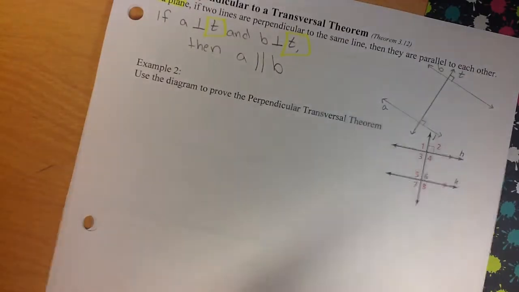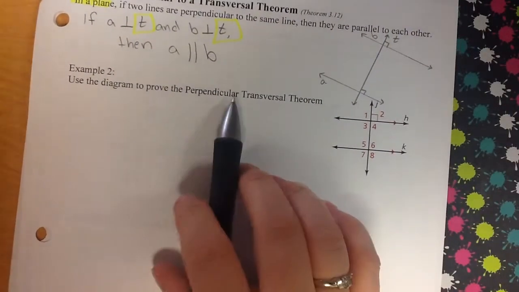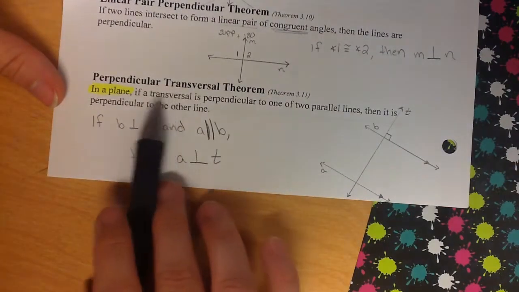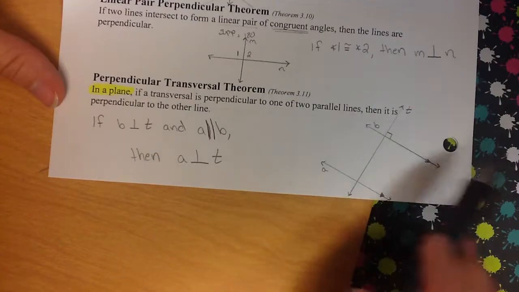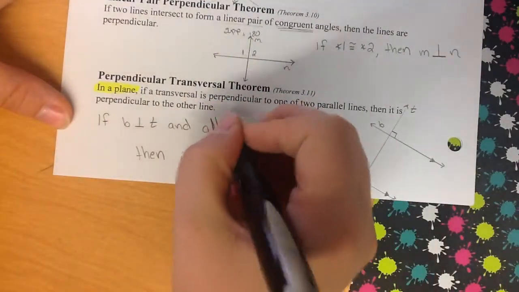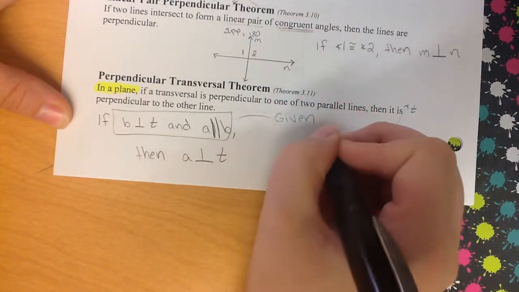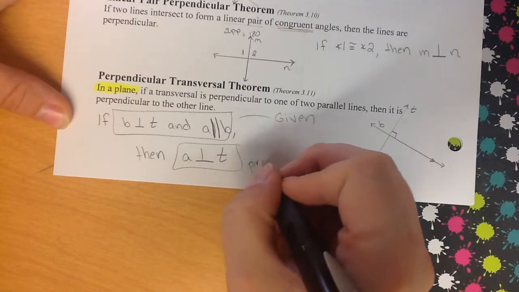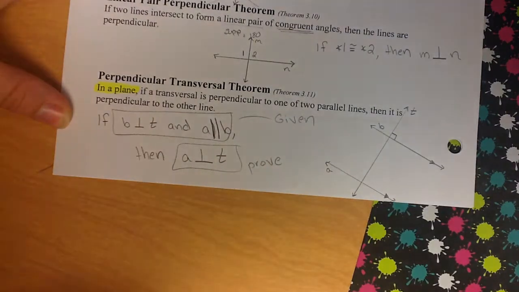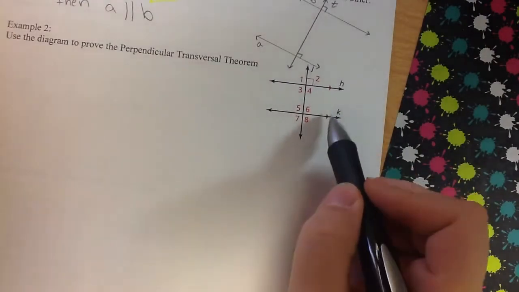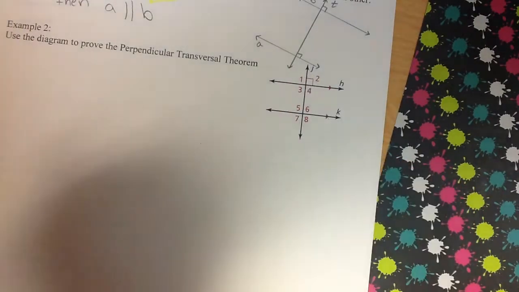So we're going to actually use this diagram to prove the perpendicular transversal theorem. So again, if we look at the perpendicular transversal theorem, we start with if a transversal is perpendicular to one of the two parallel lines, then it is perpendicular to the other line. So this bit of information is going to be my given. And this is what we're trying to prove. Okay, so we know that two lines are perpendicular and the other two lines are parallel. So here's my picture. So H and K are my parallel lines. H and J are my perpendicular lines.